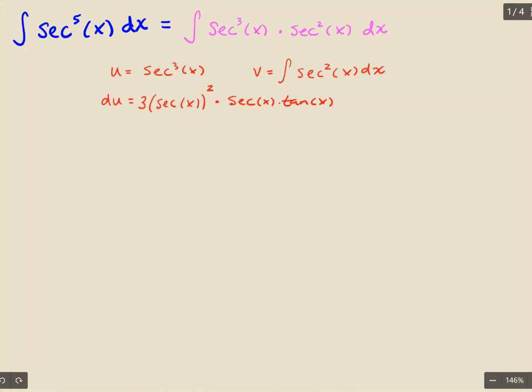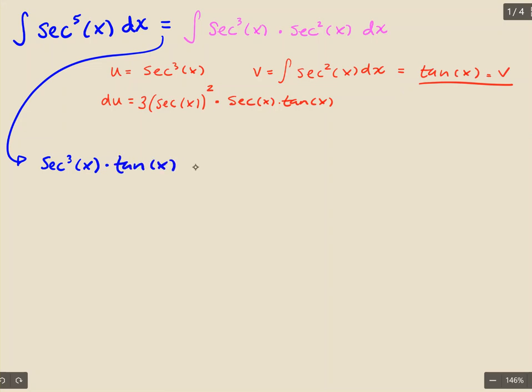And then we use our integration by parts formula. So we know this integral will be equal to u times v, and before I plug in v, I realize I did not integrate that. The integral of secant squared is tangent, so v is tangent minus the integral of v du.